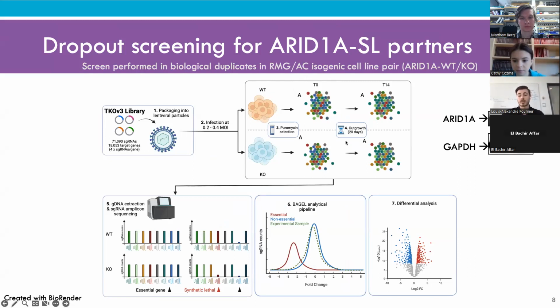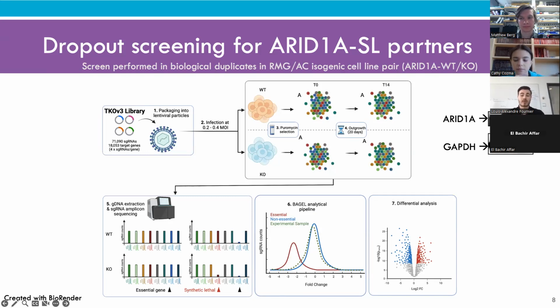We can then outgrow the cells for about 14 days to allow time for fitness defects associated with these guide RNAs to develop. And then using amplicon sequencing and the BAGEL2 algorithm for analysis, we can compare the guide RNA representation at the start of the experiment versus at the end of the 14 days in both our ARID1A wild type and knockout populations. So you can imagine that if a guide RNA causes a fitness defect, we would expect this guide RNA to drop out over time as the cells die.